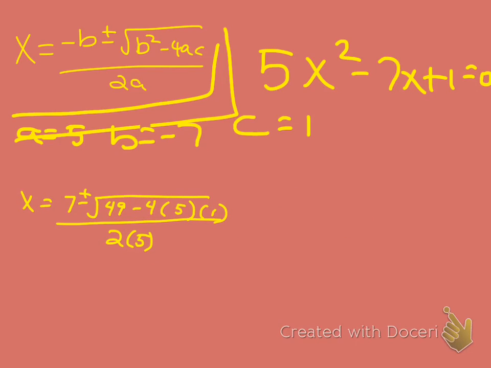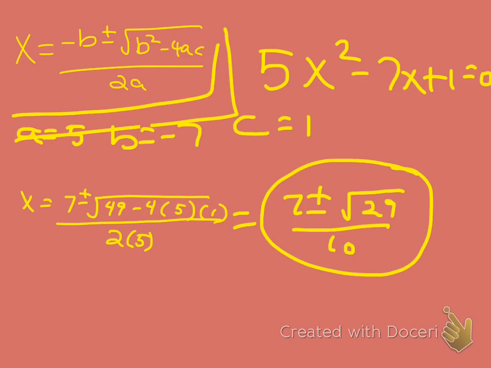Okay, so I'm going to squeeze this down because it's kind of big here. Now we're going to have 7 plus or minus, this time under the square root, we'll multiply, so it'll be negative 20. We'll have 49 minus 20, so that'll be 29, over 10. Is this a perfect square root? No. When we do a factor tree, what factors go into 29? 29 and 1, it's prime, right? So if it's not a perfect square root, we're done.